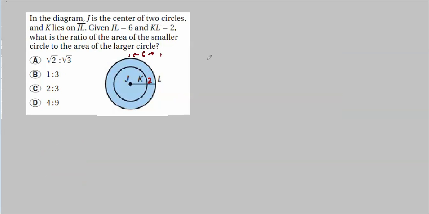So the ratio of the area of the smaller to the larger. Well, looks to me like that would be pi 4 squared over pi 6 squared. The pi's cancel, and we get 16 over 36, 4 over 9.